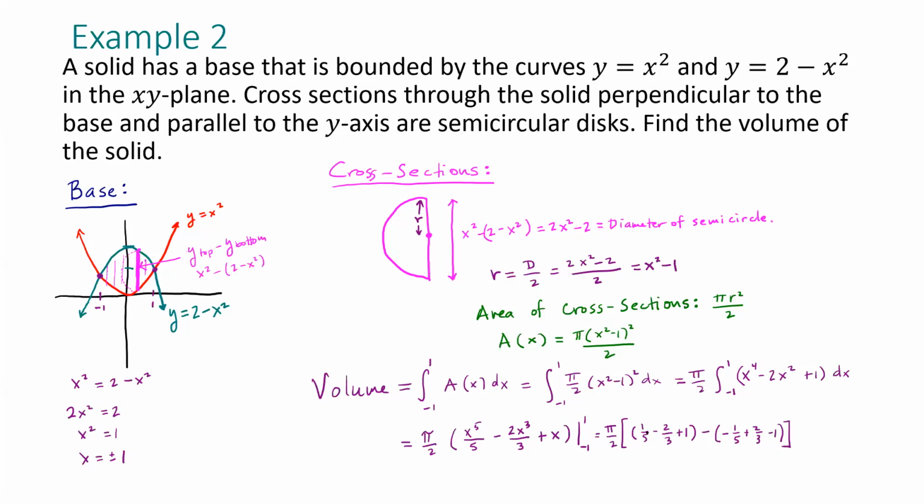And so I think here actually we get something similar to what we had before. This is 8/3, or no, sorry, 8/15. Plus another 8/15 gives me 16/15. Times pi/2, so I think it would be 8pi/15 when we combine it all together.